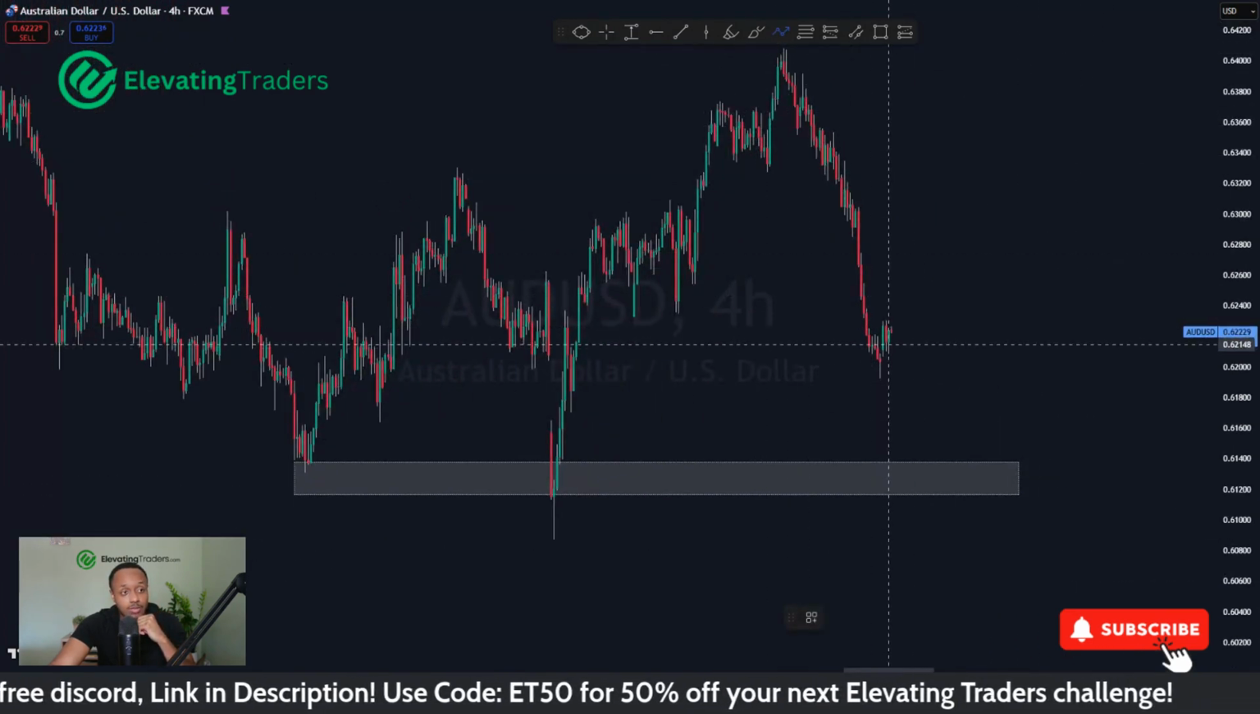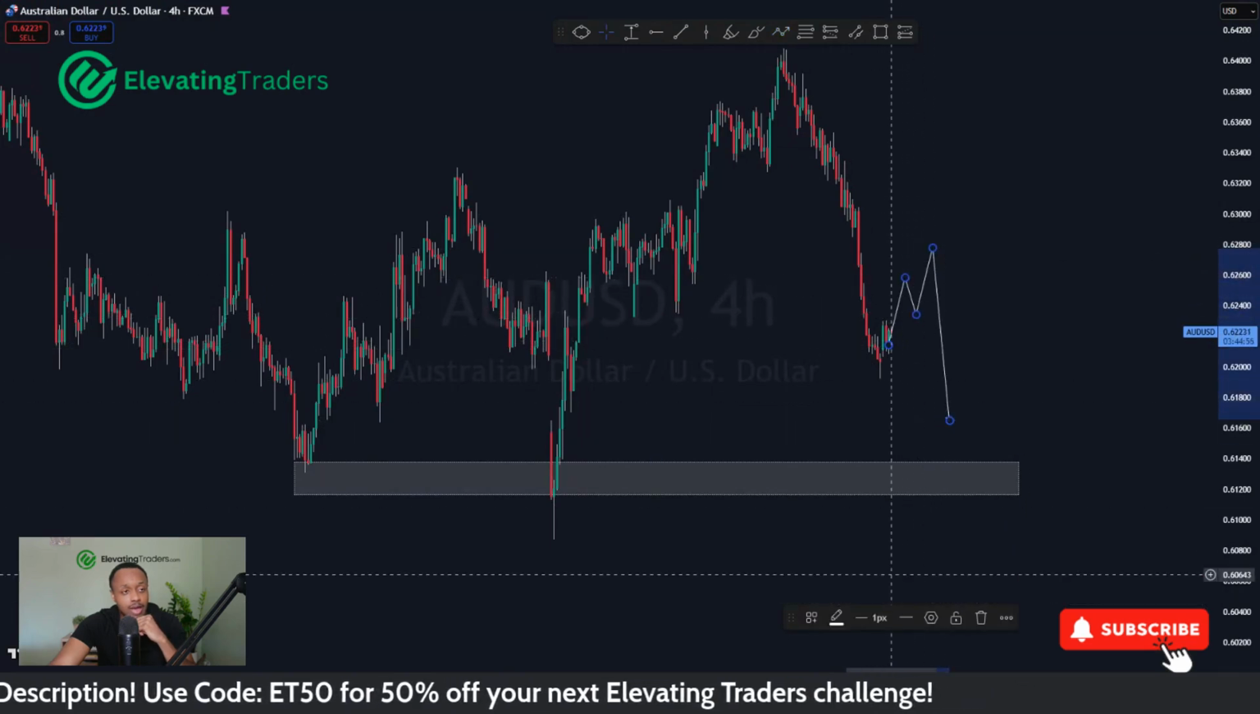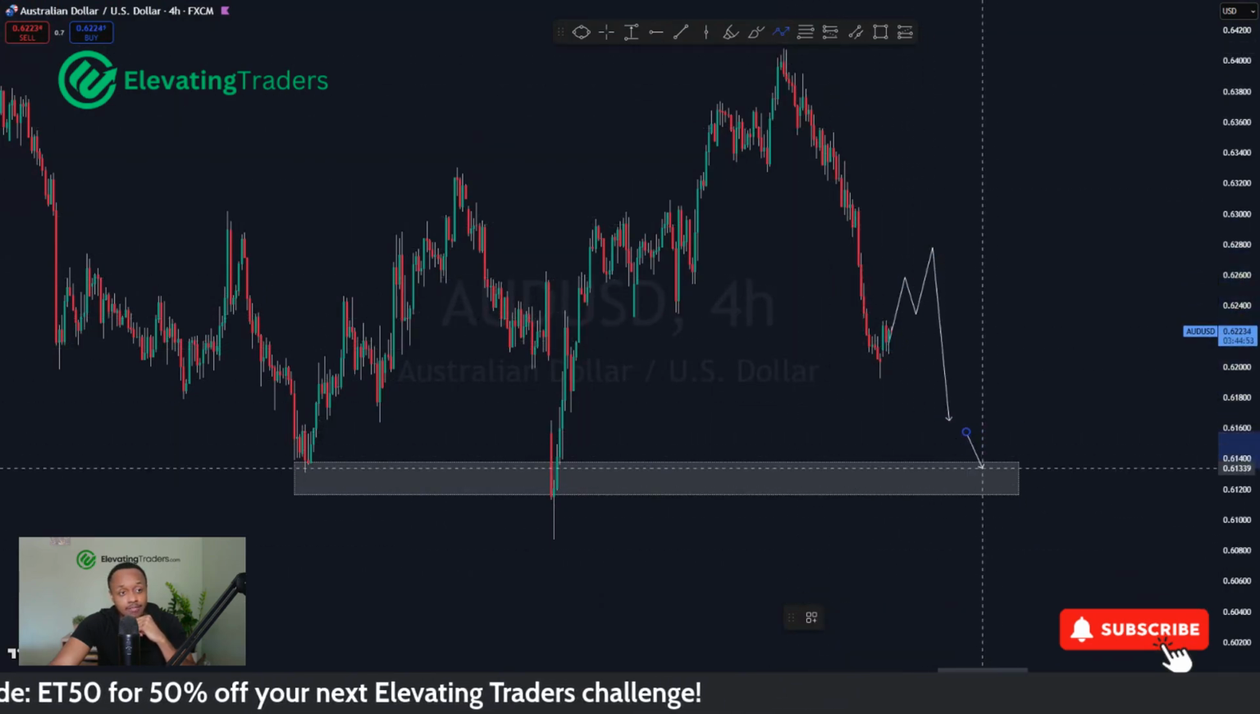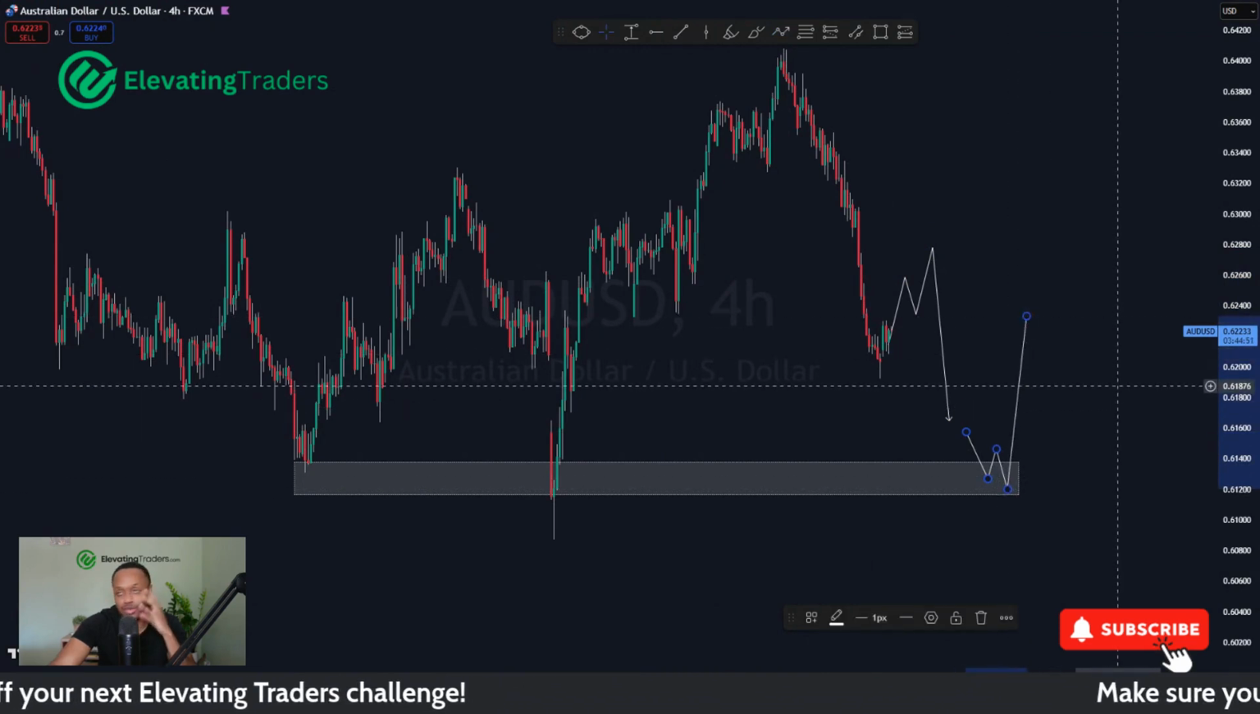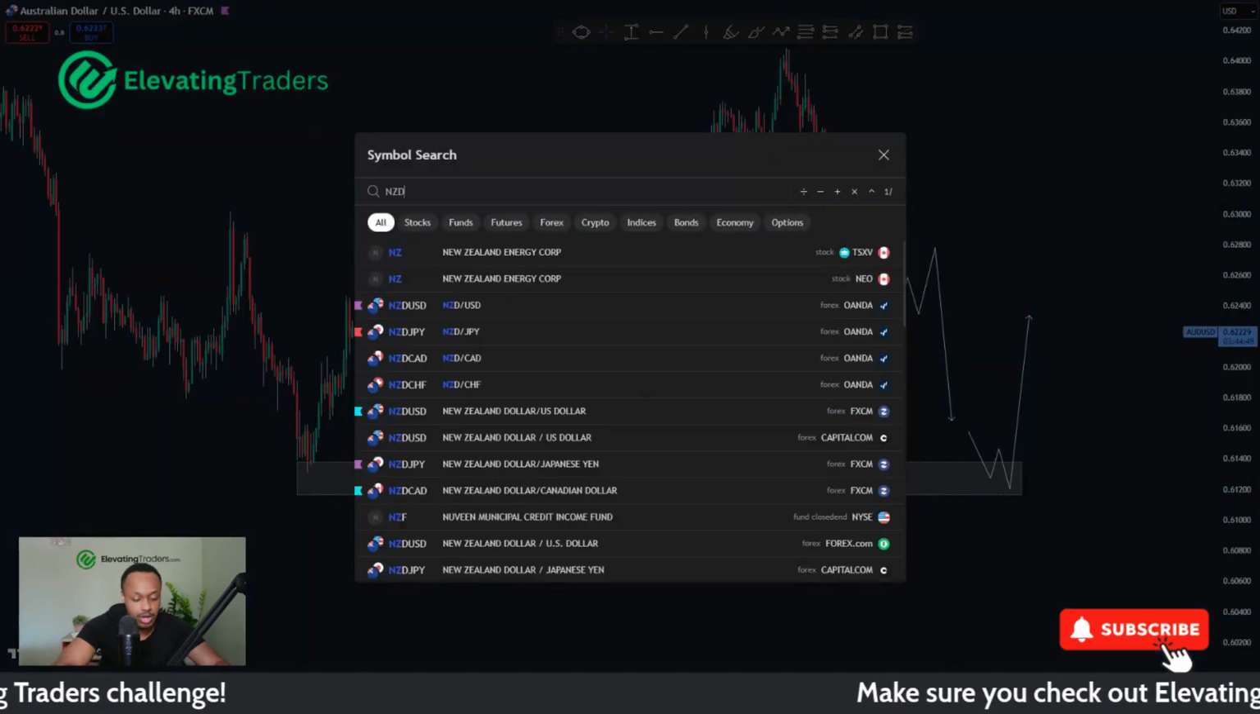Perhaps there might be some nice pullbacks this week, something like that. And there could be some longs off the low here. But yeah, I don't really see anything high probability for myself just yet.